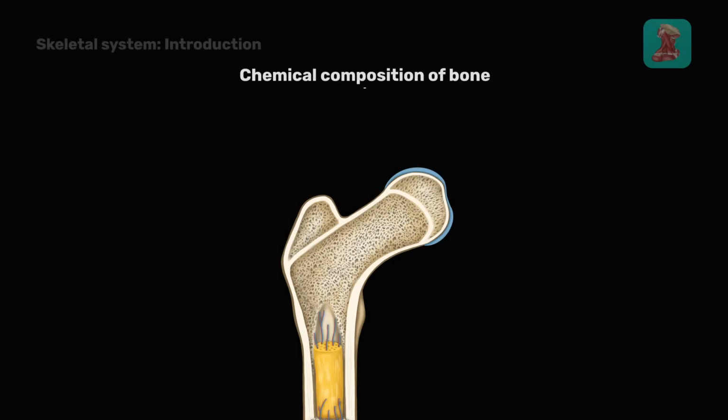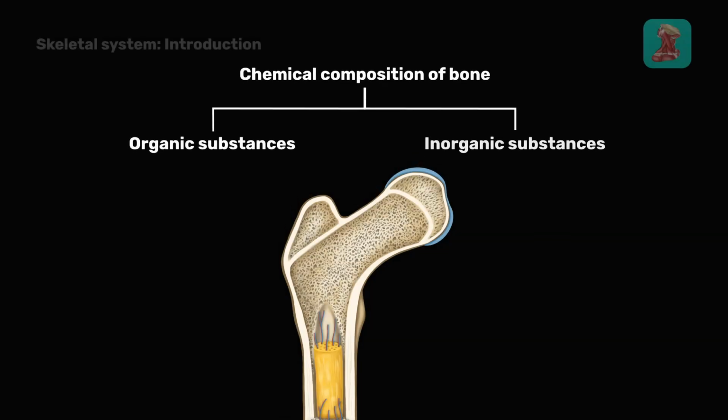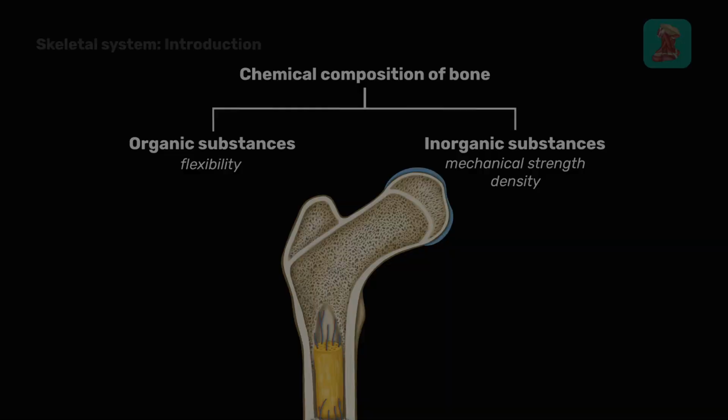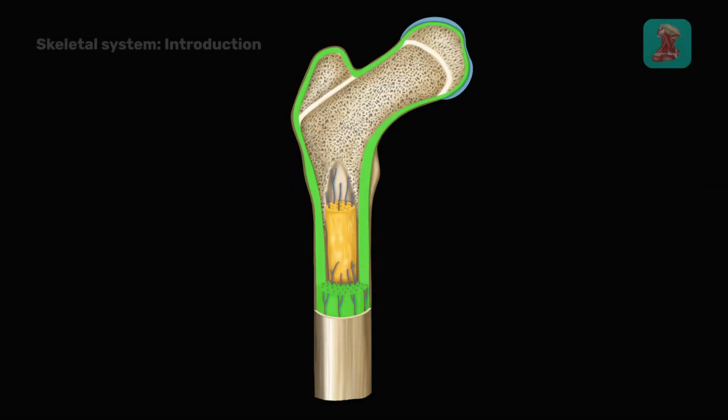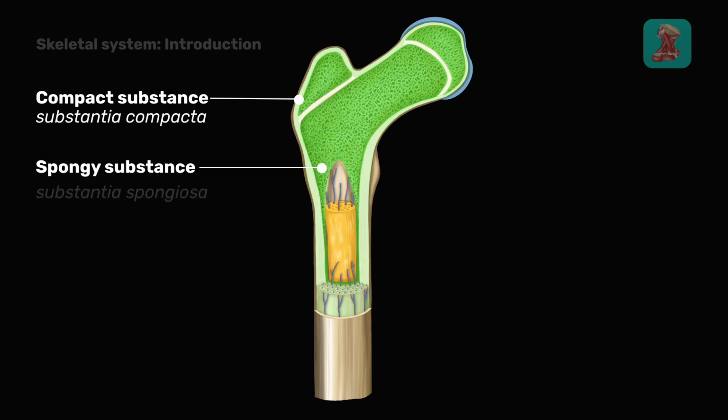This special physicochemical balance of organic and inorganic substances provides high mechanical strength, density, and flexibility of bone tissue. In the elderly, this balance shifts towards inorganic substances, making bones brittle and fragile. Microscopically, two types of bone are distinguished: compact and spongy.